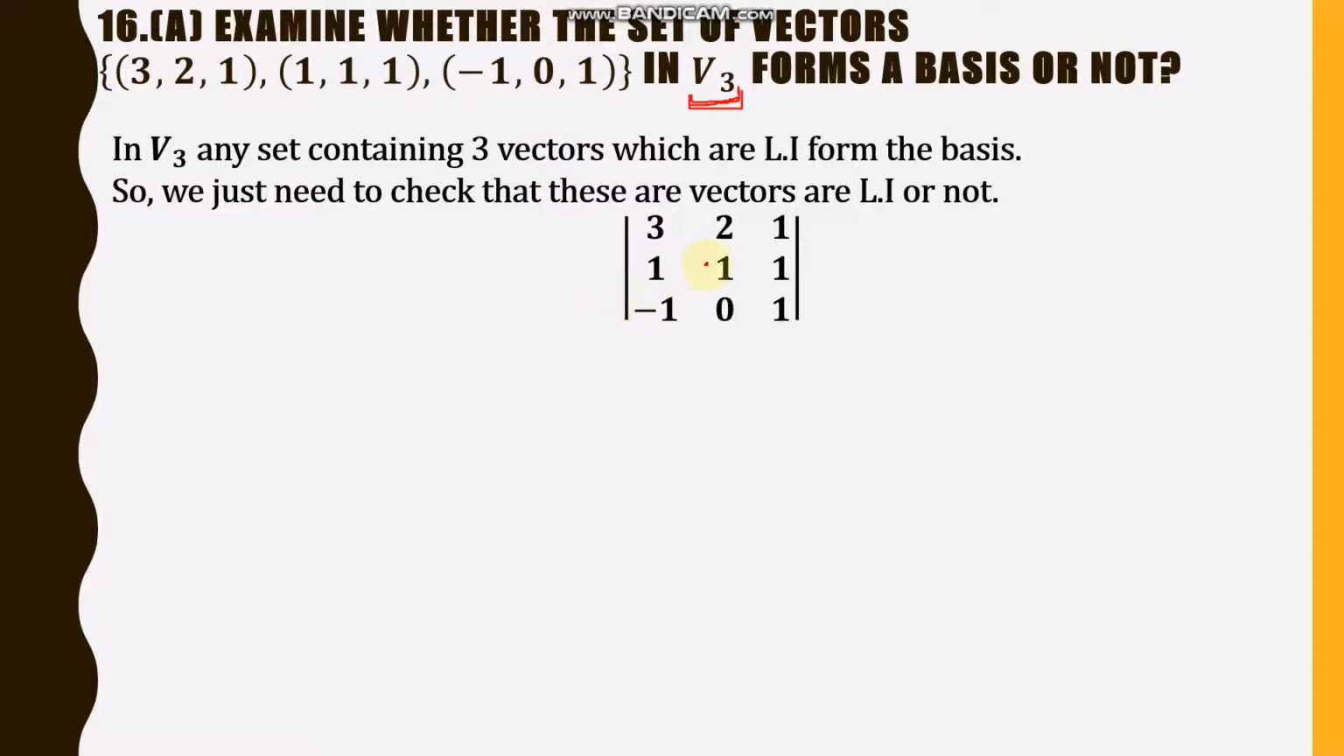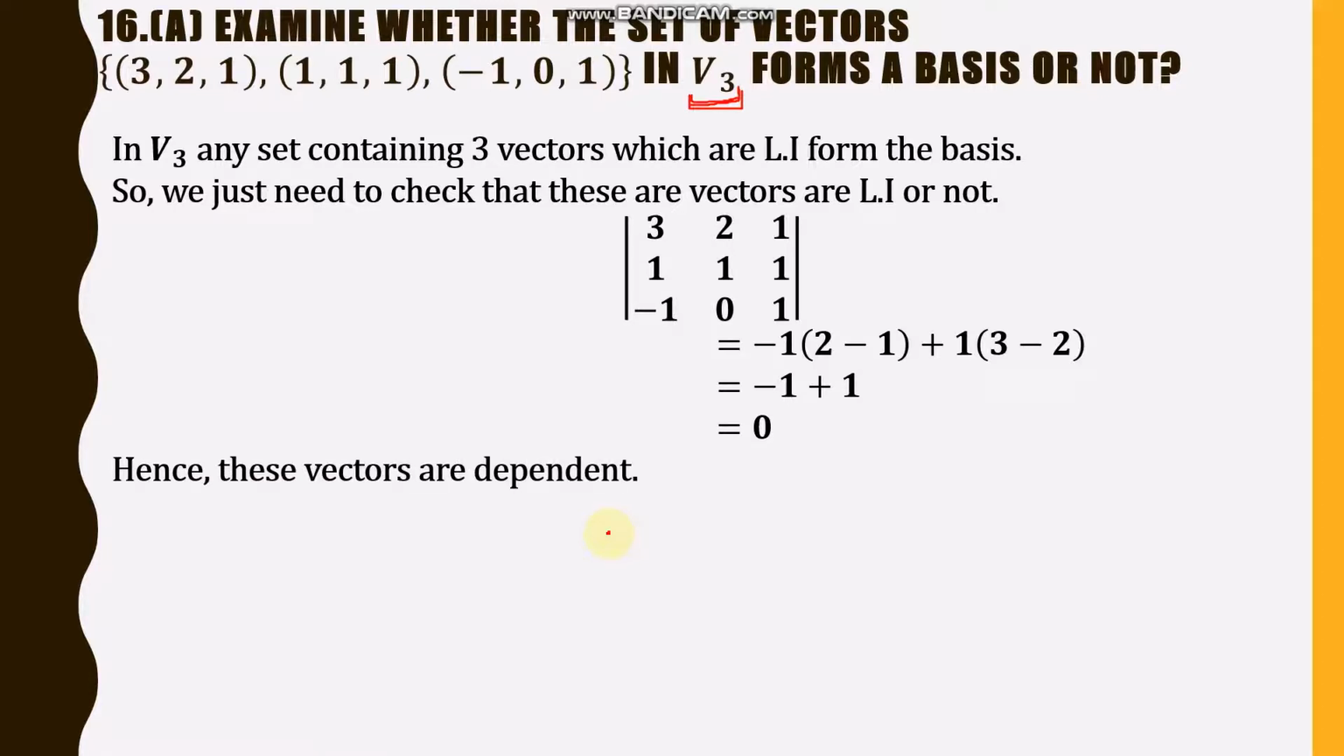Write them in the form of a matrix and find the determinant of this matrix. So the determinant of this matrix is coming out to be 0. So if the determinant is 0, that means one of the vectors is dependent upon the other vectors. So it's not a linearly independent set, hence it cannot form the basis.